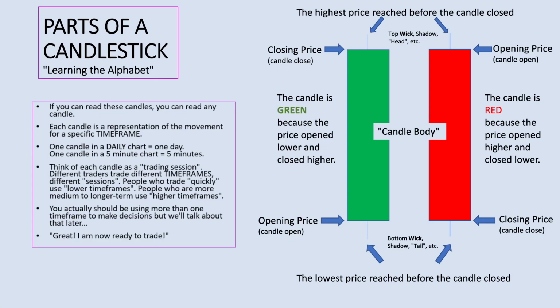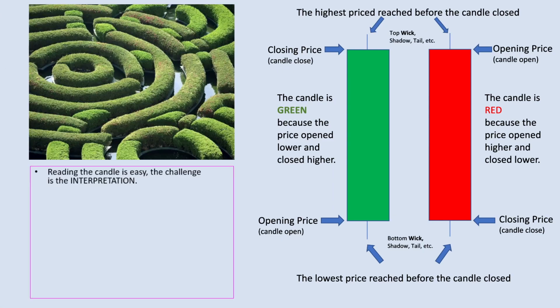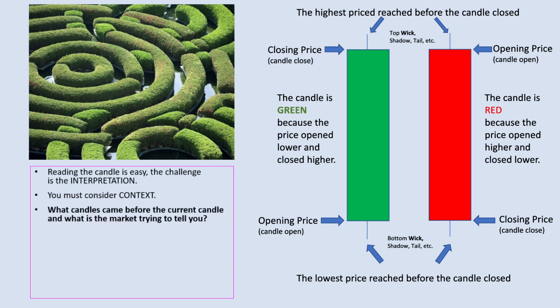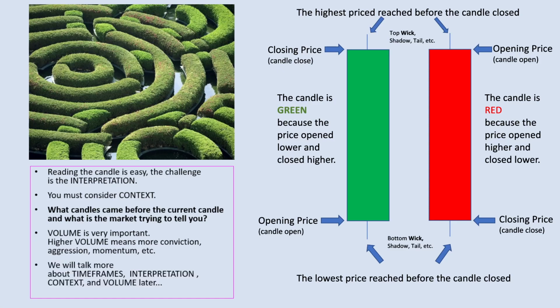Great. So you're probably thinking, now I'm ready to trade. Well, hold on. Reading the candle is easy. The real challenge is the interpretation. You must consider context. What candles came before the current candle, and what is the market trying to tell you? That's the puzzle that we're trying to solve. That's why I put this picture of a maze here. We've got to navigate through the maze, okay? Some things to consider, like volume. It's very important. Higher volume means more conviction, aggression, momentum, right? We'll talk more about time frames, interpretation, context, and volume later.